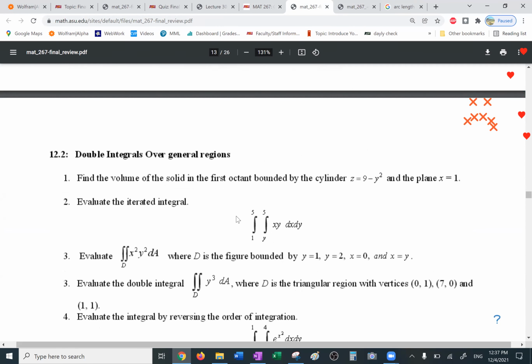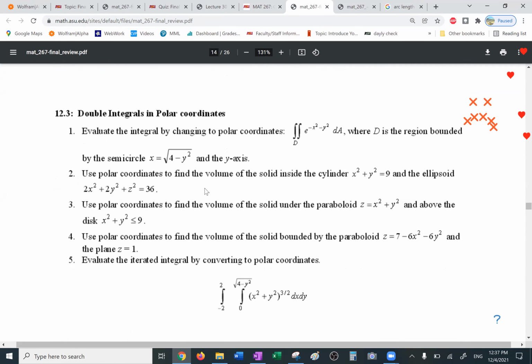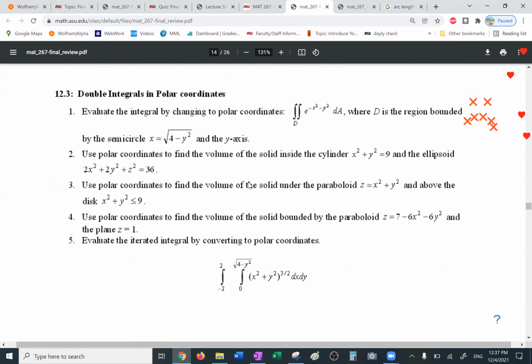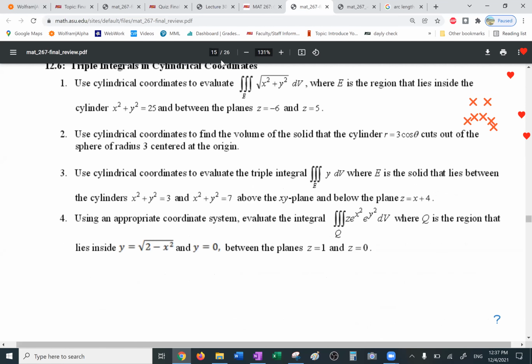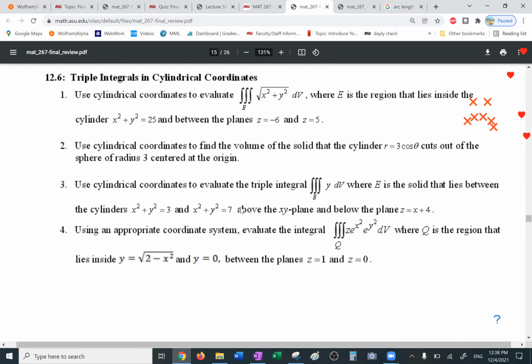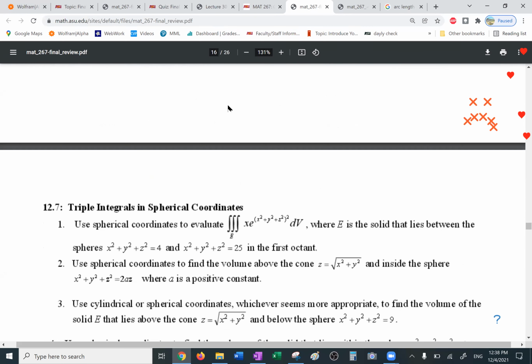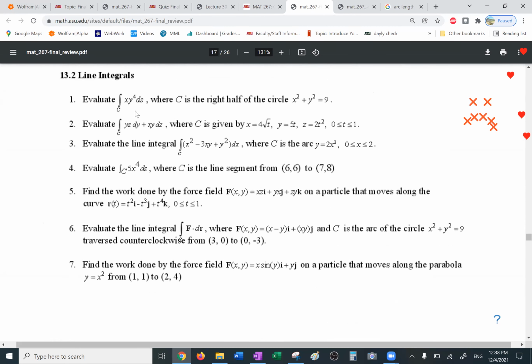Double integrals over the general region. To flip the order of integration, we just did that. Polar is already part of some equations, so it's not a separate question, but triple integrals are there. Review all of them, cylindrical and spherical. Review these. As always, I'm going to put something straightforward, so nothing too complicated.